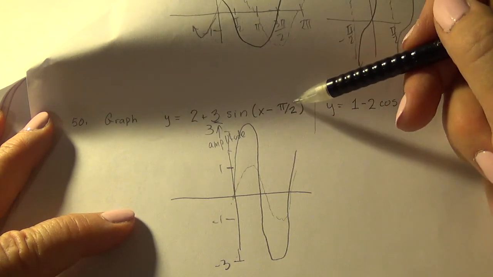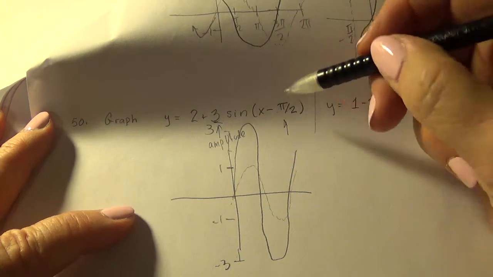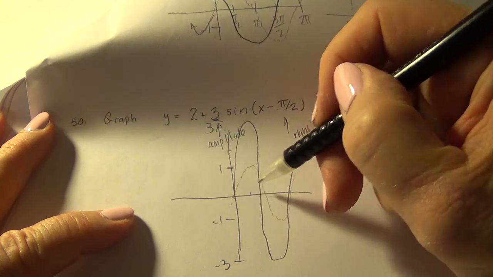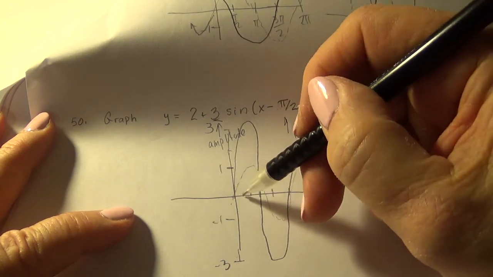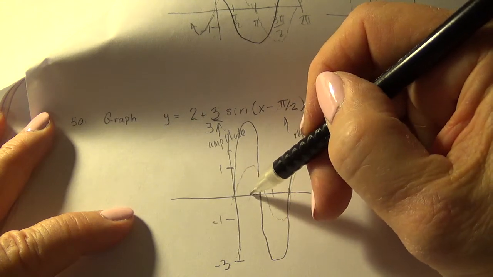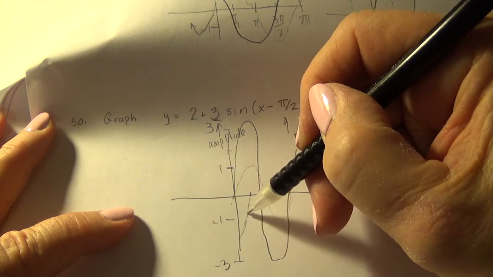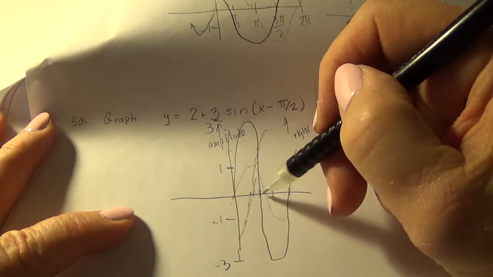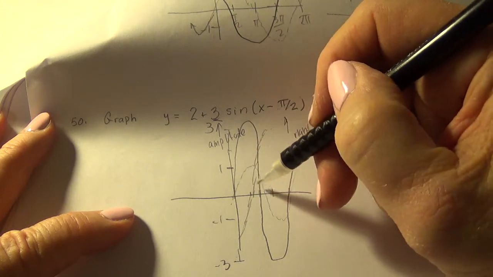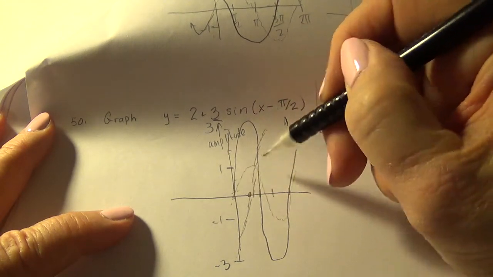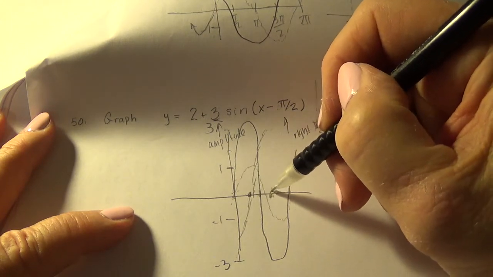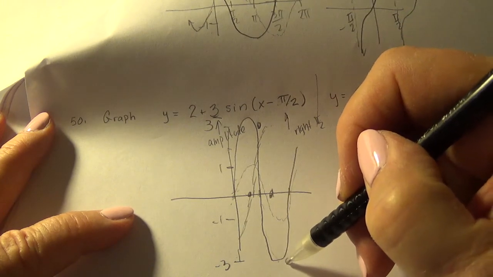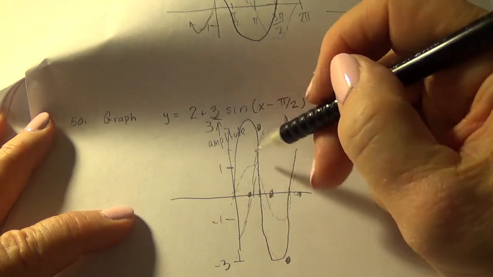So this number, we'll move it to the right pi over 2. So pi over 2 is one of these tick marks. So this whole thing, instead of starting here, it's going to start here. Going to peak. So we're moving everything over. So what I do is I move this point over, I move this point over, I move this point over, this point over, this point over, and then I connect them.